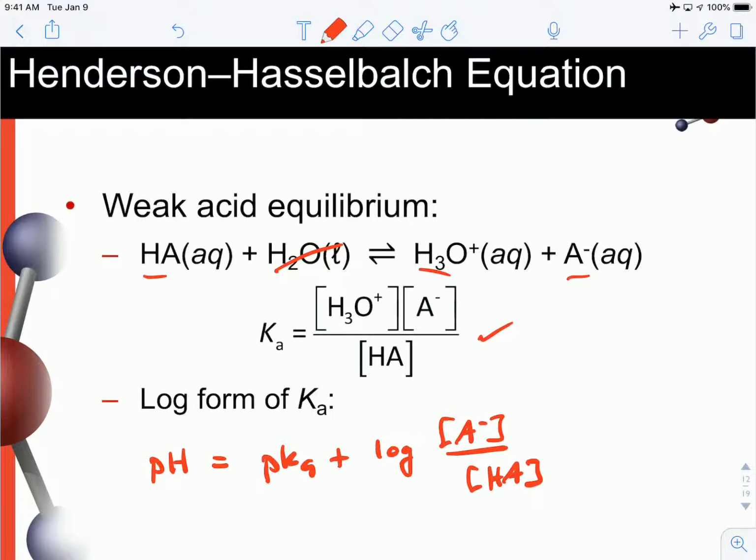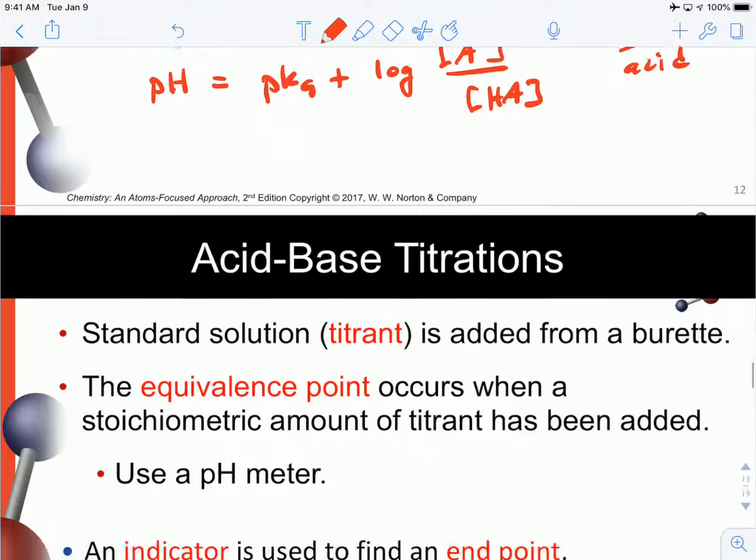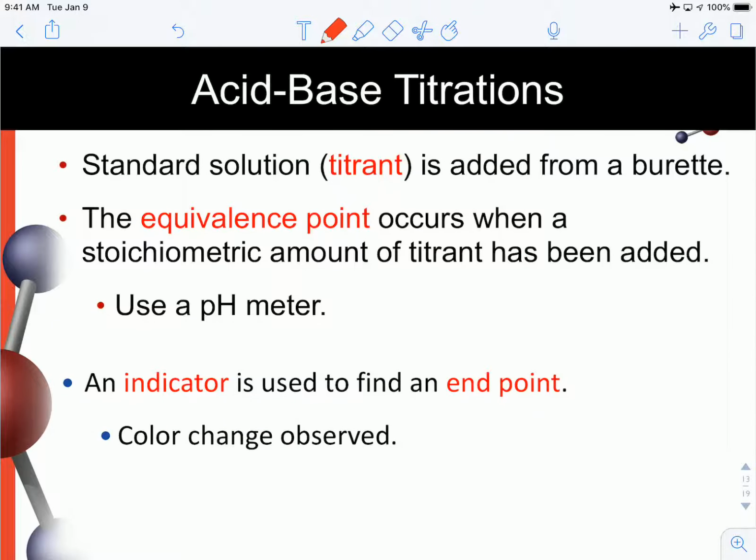And another way, that's where the pK is coming from, the negative log of this. And of course, you can write this in general as just saying the base over the acid, if you will. That's what the A negative and HA is. That's a very useful equation, and we'll do an example of that in class.